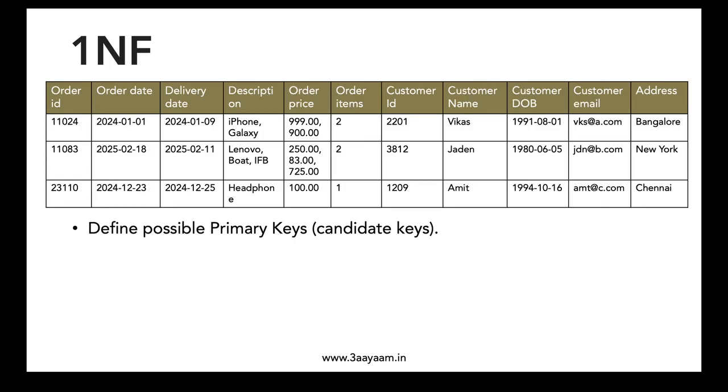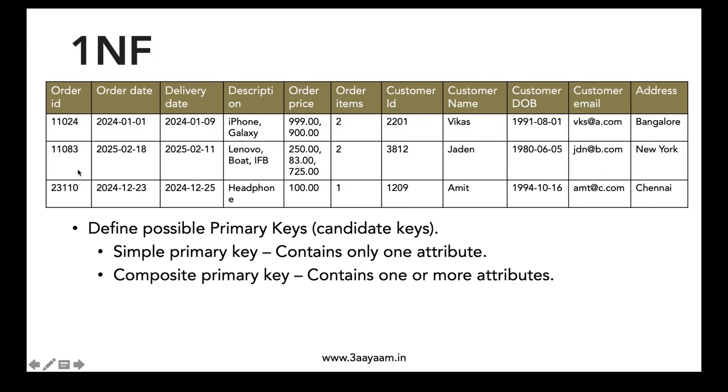So I've used only one column as the possible primary key, or candidate key. I can use multiple columns also. Based on that, there are two types of primary keys. One is the simple primary key, which contains only one attribute or one column, and the other is the composite primary key, which contains two or more attributes.